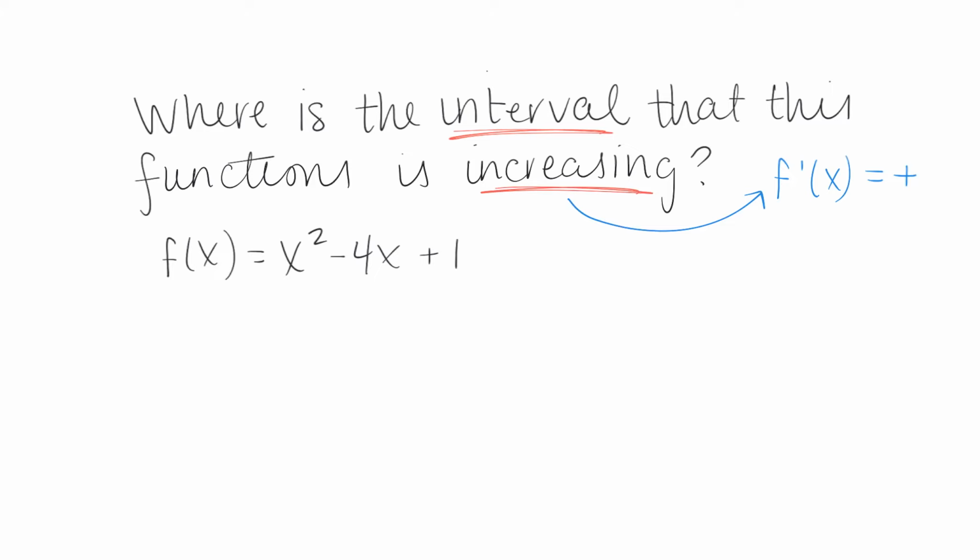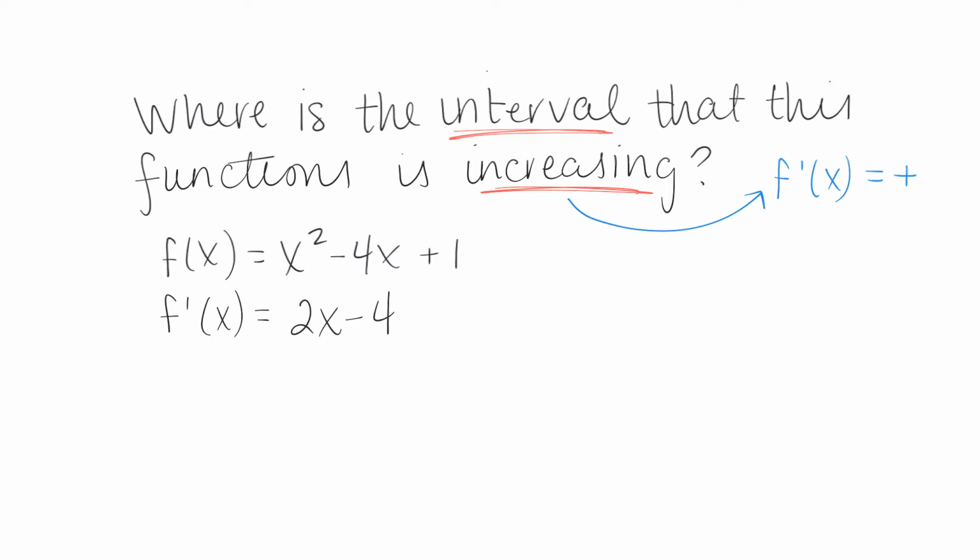So this is my original function. My original function is extremely useful. It'll tell me about x-intercepts, it'll tell me about y-intercepts, it'll give me coordinates. But I want to know where it's increasing, where is it going up? So to do that, I'm going to find my derivative, which is 2x minus 4. And I want to know where it's increasing.